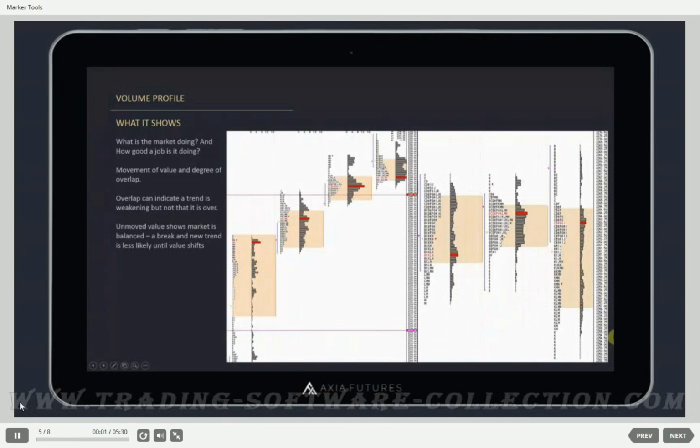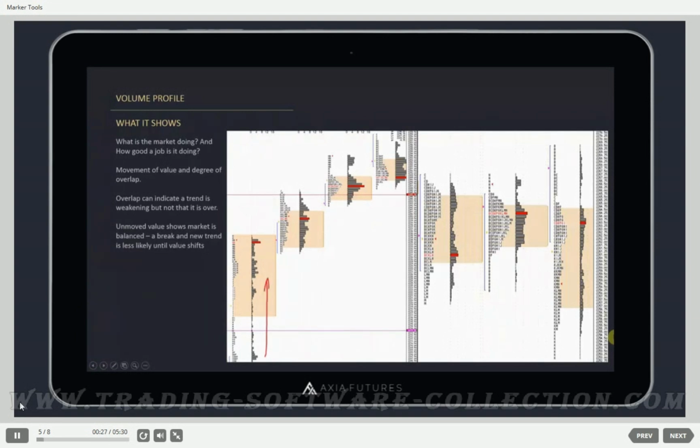Going to answer those two big questions. What's the market doing? How good a job's it doing? Now, value is the key indicator on how good a job a market is doing. Has value shifted with the move in the market? And is it being sustained continually higher or lower, or is it just ranging? Now, what we've got in this example on the left, clearly we've had a bit of a trend day. The market has moved higher.